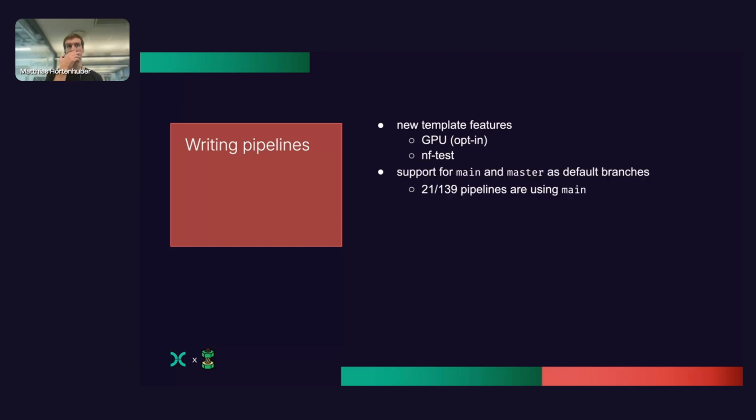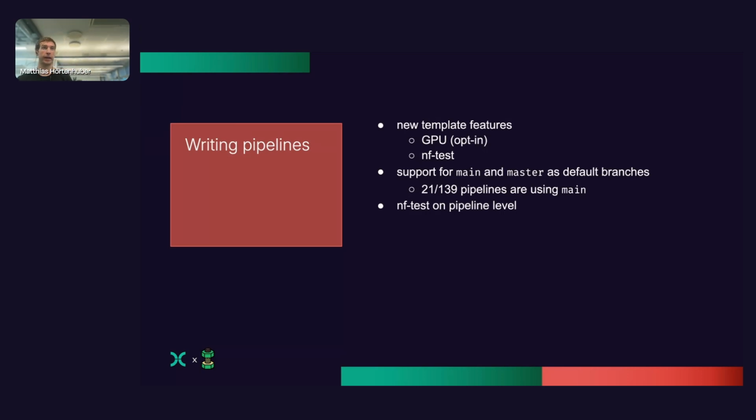We also announced and did the support that the default branch doesn't have to be master for your pipelines. It can also be main. And 21 pipelines already did the switch. It requires a tiny bit of work, but we have a nice blog post from Júlia there, including a video. So you can follow along and do this switch if you want to be a bit more up to date in how your Git environment looks.